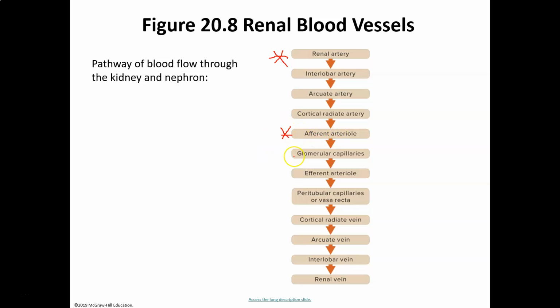Afferent arteriole, then you get into the glomerular capsule. Then you leave the glomerulus through the efferent arteriole. Eventually, you have to go through the peritubular capillaries. Those are going to be important to know as well. That's also called the vasa recta. And then eventually you get into interlobular veins and leave the kidney through the renal vein. Urine, of course, will leave the kidney through the ureter.